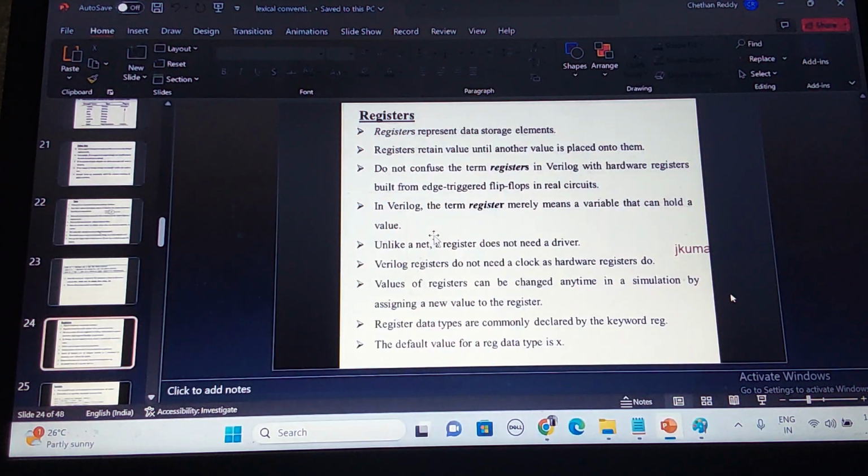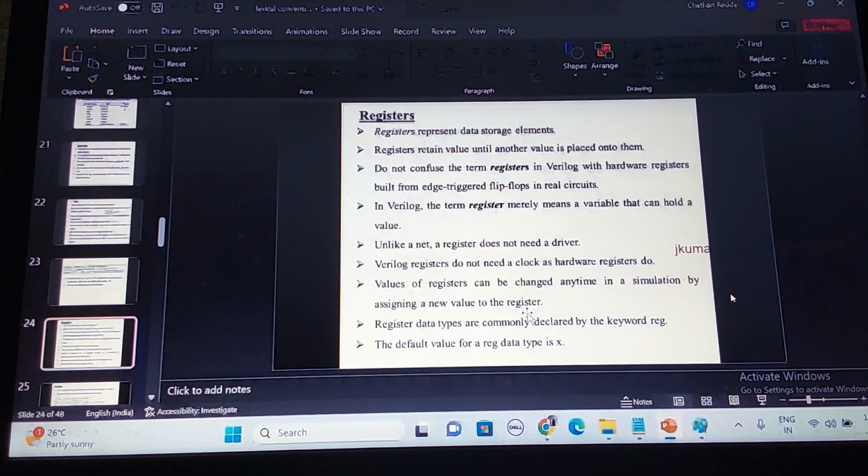3. So unlike a net, a register does not need a driver. It is not going to drive. A Verilog register does not need a clock like the hardware register we are studying. When assigning a new value to the register, it is not depending upon what clock pulse you are giving, whereas the original registers are designed using flip-flops with a clocking mechanism.